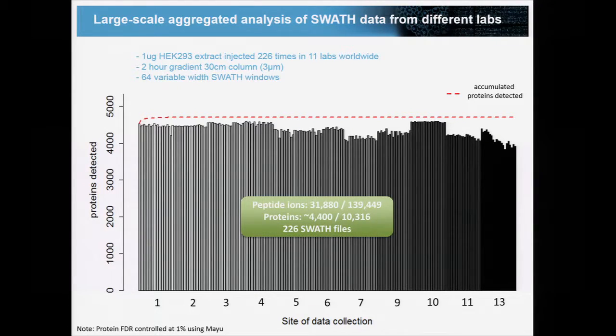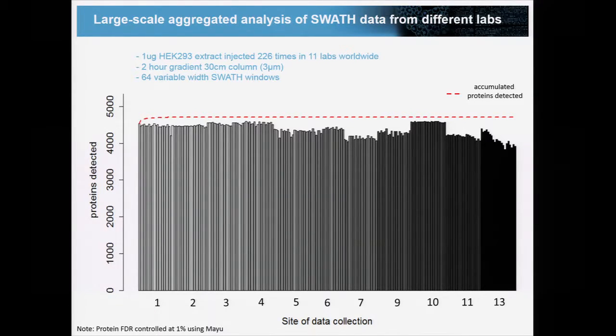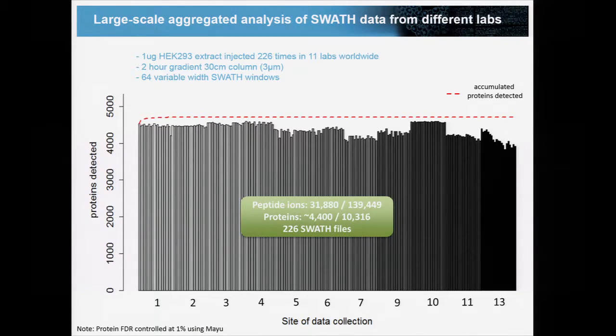The point I would like to make is that the library we used for this was a very large library. I'm going to say more about it tomorrow, but this library essentially consists of the DDA data for every human sample that we have in the lab. We aggregated it together. So there are about 10,000 proteins in this library and about 140,000 peptides. And we don't expect most of them to be in these samples. So we detect 30,000 out of these 140,000 peptides.